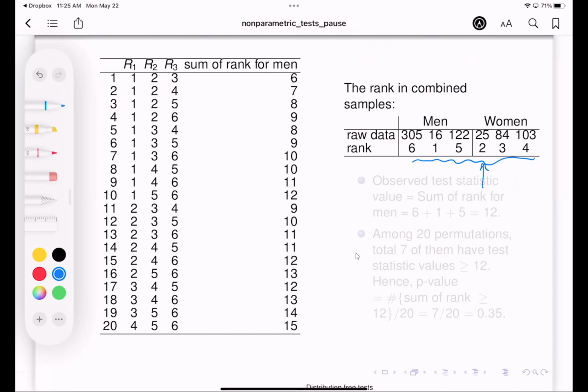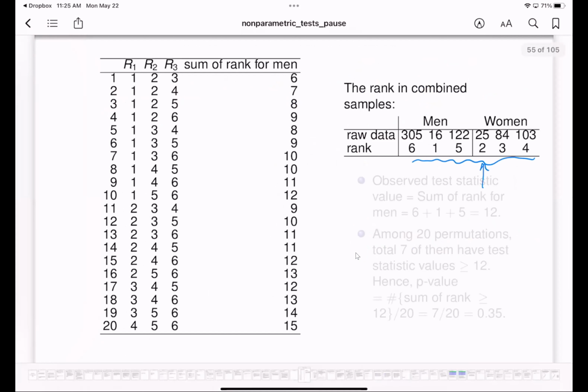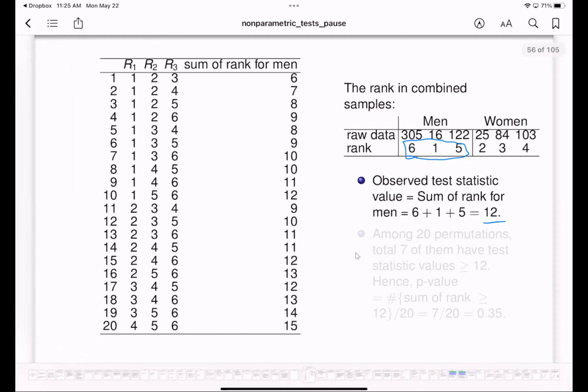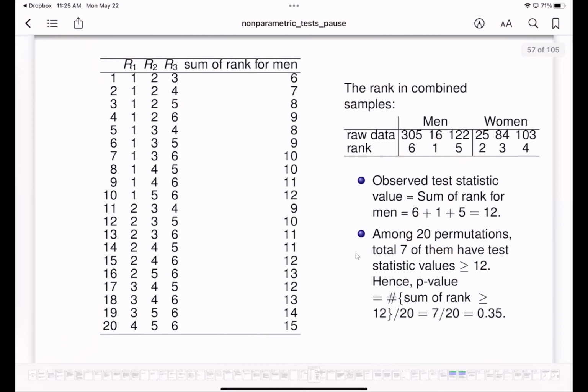When we consider the test statistic, we sum up the ranks in one group, like the men. For men, summing up the ranks 6, 1, and 5 gives us 12. Next, we look at this 12 compared to all those in the table that we listed, our possible scenarios. How many of them are bigger than 12? Because 12 is the observed. Those are the extreme cases.